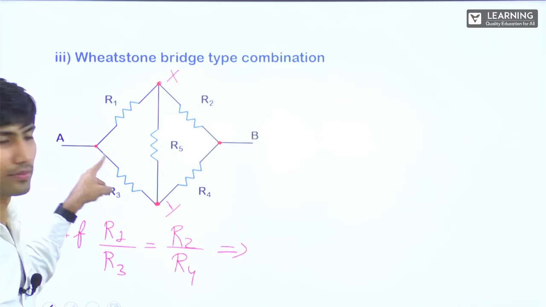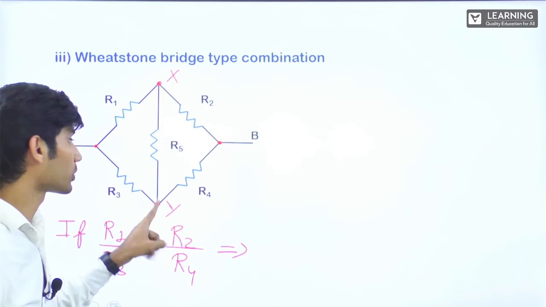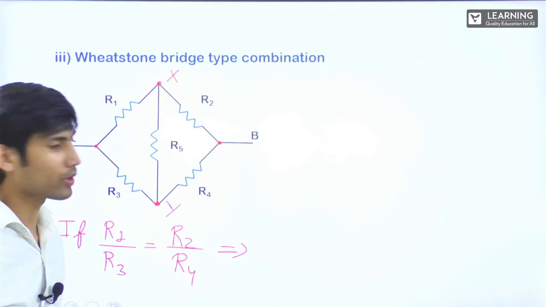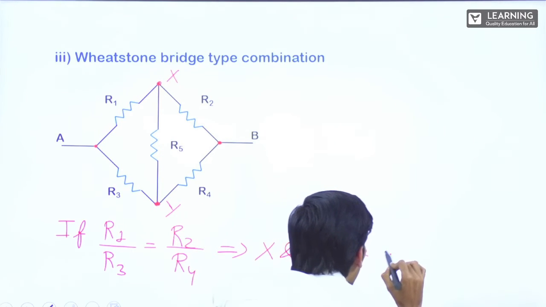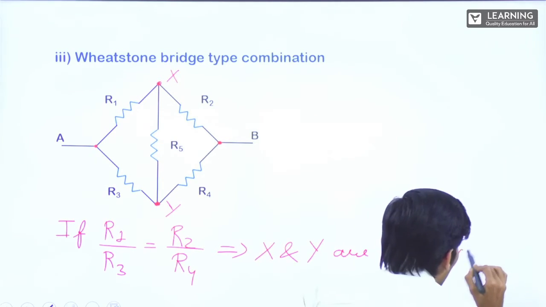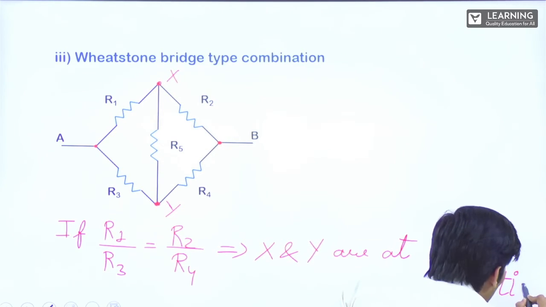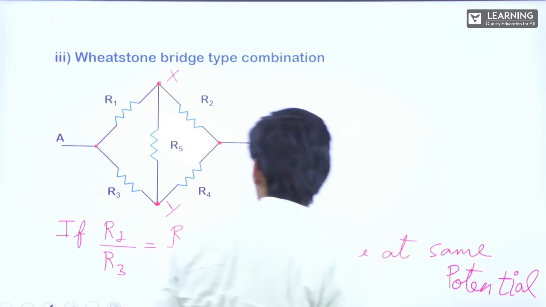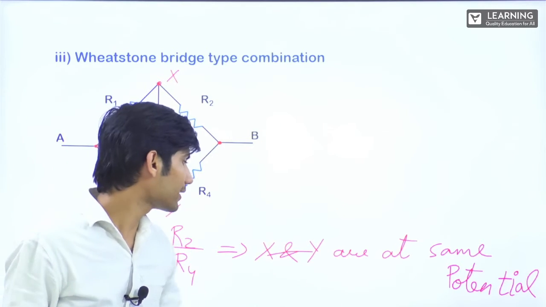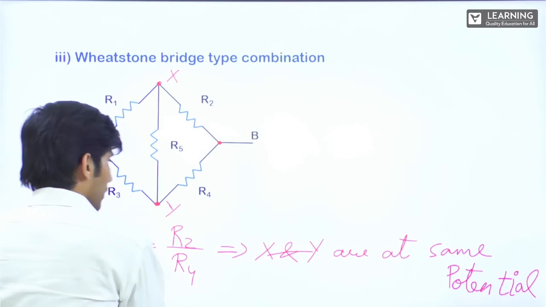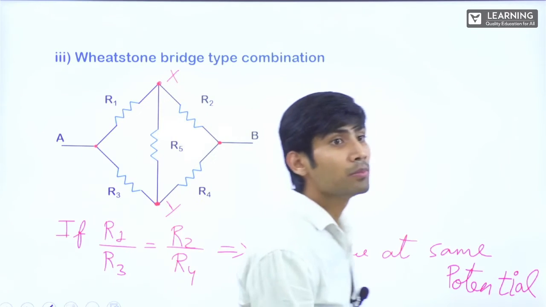This point is A, this point is B. I'm assuming this point is at potential X, this point is at potential Y. Okay? X and Y are at same potential. Very, very, very important result. Note it down. If R1 by R3 is equal to R2 by R4, that means X and Y are at equal potential, are at same potential.